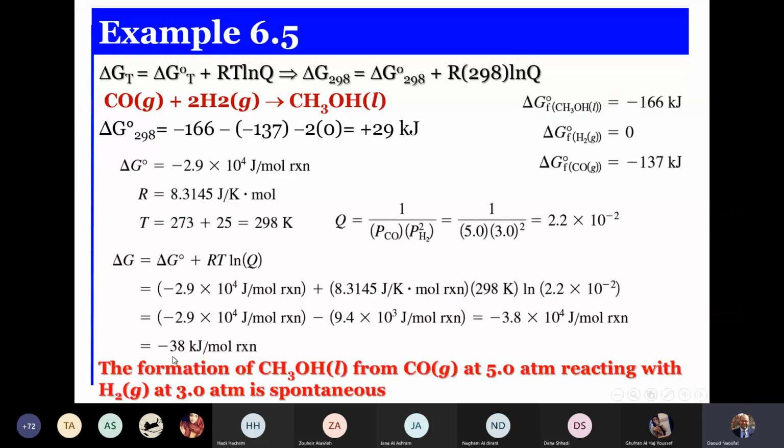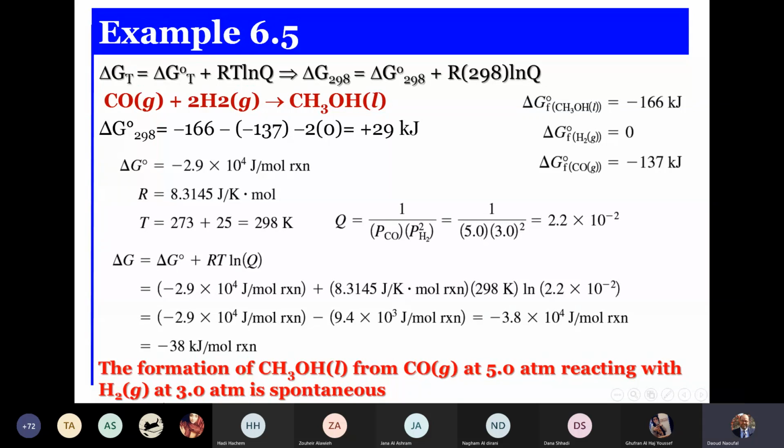What is the meaning? The meaning is that at the given conditions, the formation of CH3OH liquid from CO gas at 5 atmosphere reacting with H2 gas at 3 atmosphere is a spontaneous reaction.